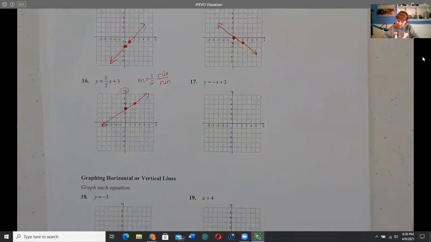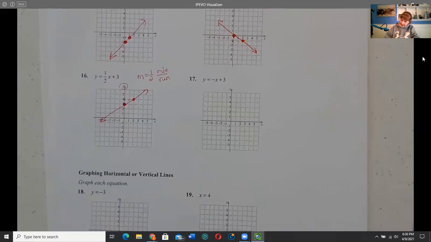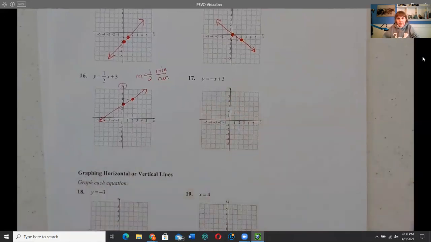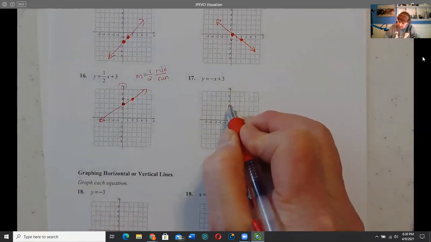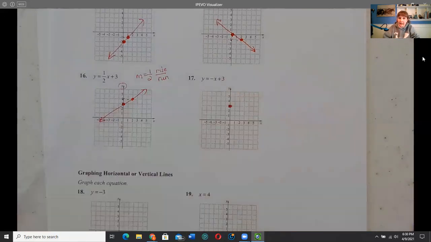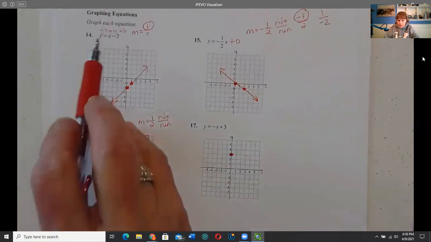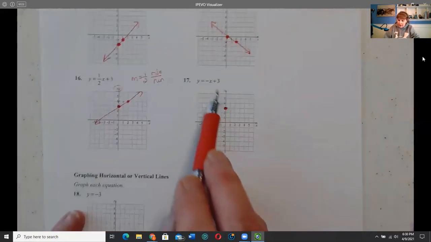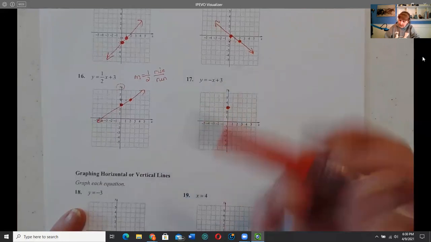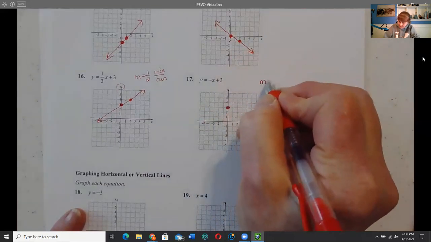Let's look at another one. Here, y equals -x plus 3. Well, we know it hits at 3. That's not too bad. Well, what's the slope? What does that negative in front of the x mean? Well, the negative in front of the x, just like on number 14, it was a 1. It's not there, it's a 1. Here, the slope is -1.